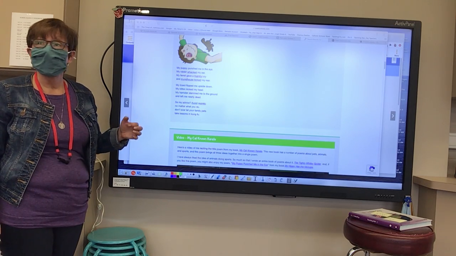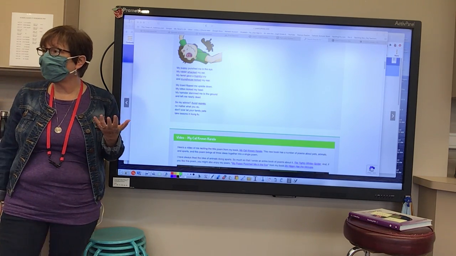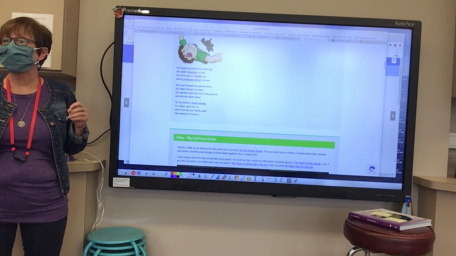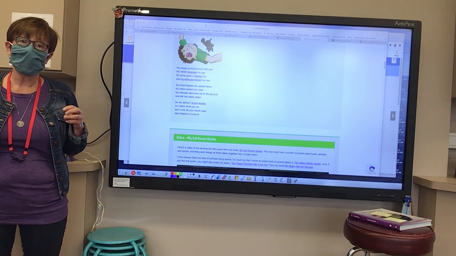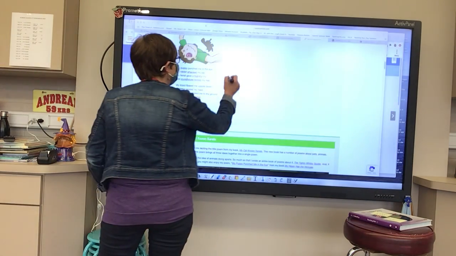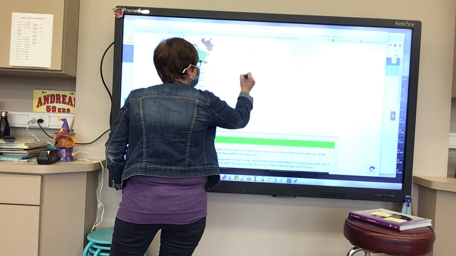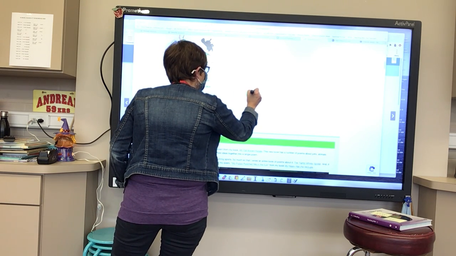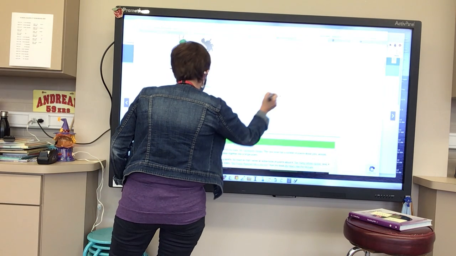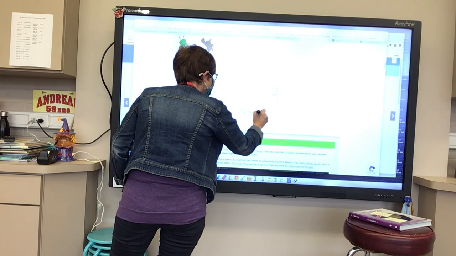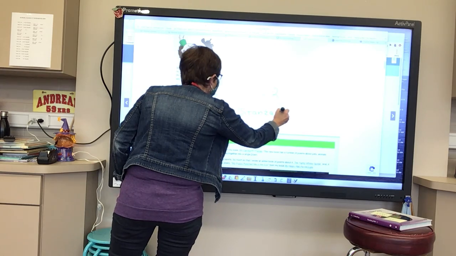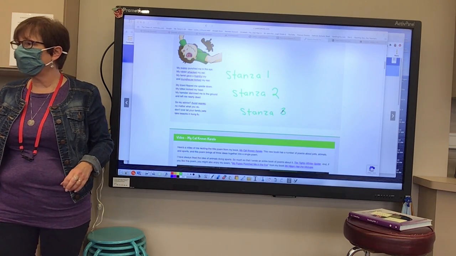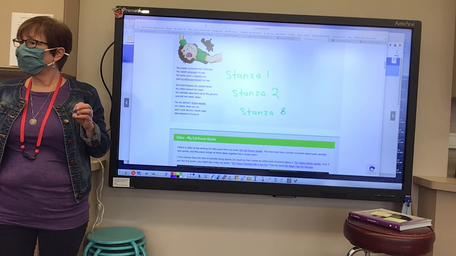Oh, before we even get started, how many stanzas do you see? Remember, poems don't have paragraphs. Poems have a stanza. How many stanzas do we see in this poem? Juliana? 3. This is stanza 1. Stanza 2. And stanza 3. Very good. Okay, so here's what we're going to do. We're going to look for some alliteration in this poem. Do you see any alliteration in this poem?